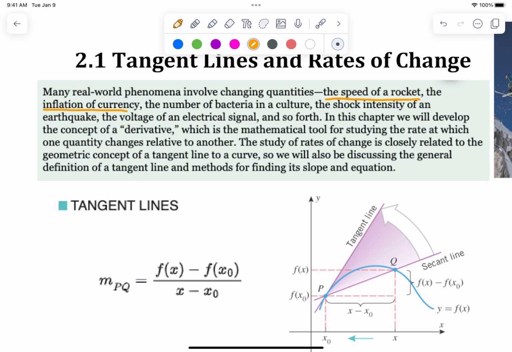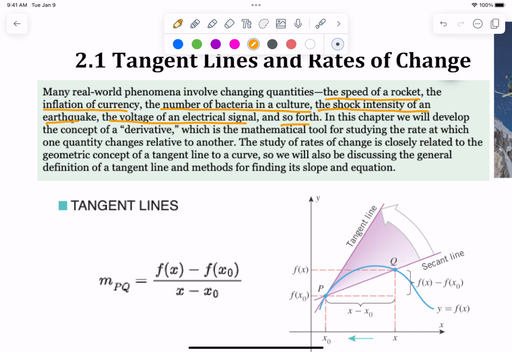Inflation of currency. It doesn't inflate at a linear pattern, right? It goes up and then it comes down. The number of bacteria in a culture is not going to steadily increase because some die and some produce more rapidly, depending on the food source of your bacteria. Shock intensity of an earthquake, voltage of an electrical signal, and so forth.